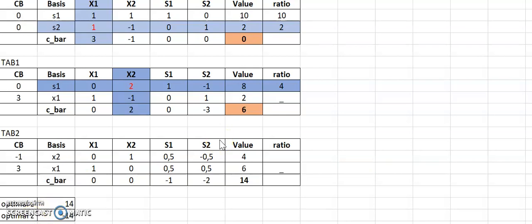So that's how we solve a minimization problem using the simplex algorithm. This is not actually the only way to do it, but I find this to be the easiest way.